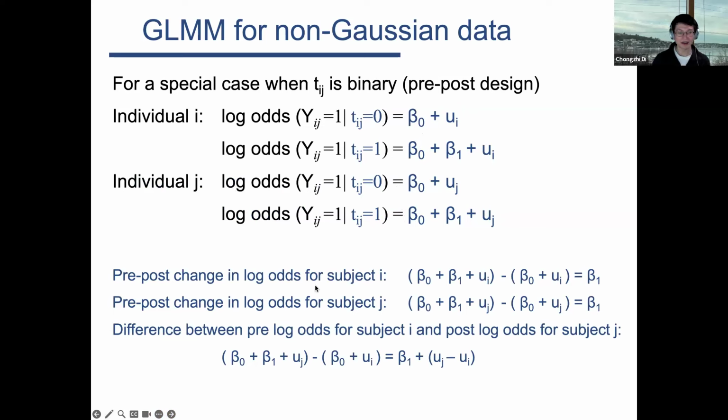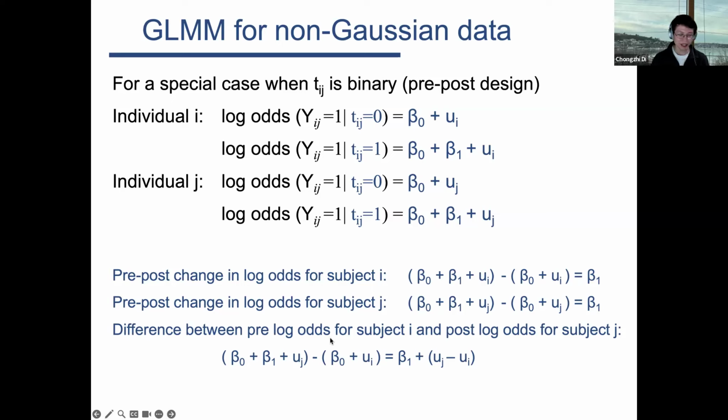Let's see, first, if we only focus on subject I, I want to calculate the pre-post change in the log odds for the response for only subject I. So you are taking the difference between this and this, right? If you take the difference, the intercept cancels out, the UI cancels out, so you are left with beta 1. Similarly, if you look at a different subject J and calculate the pre-post change, if you take the difference, again, still beta 1. So this tells you that no matter which individual you look at, if you are comparing the pre-post change, you always get the same effect, which is the slope beta 1, right?